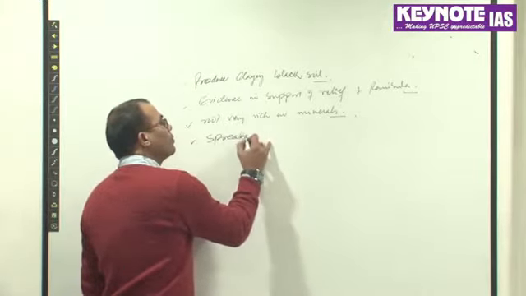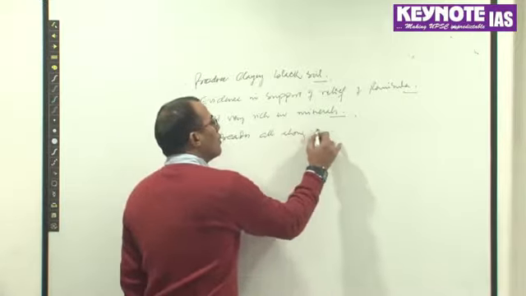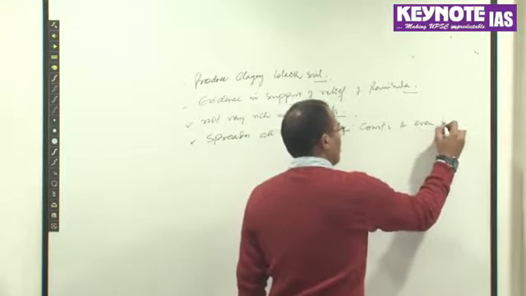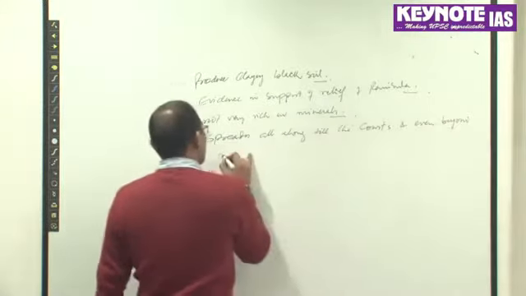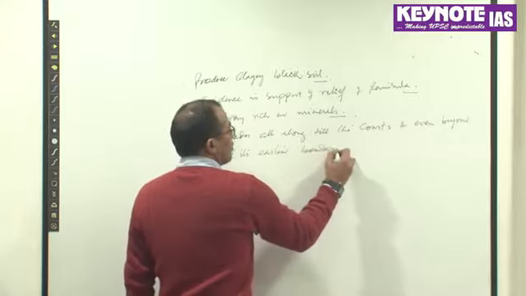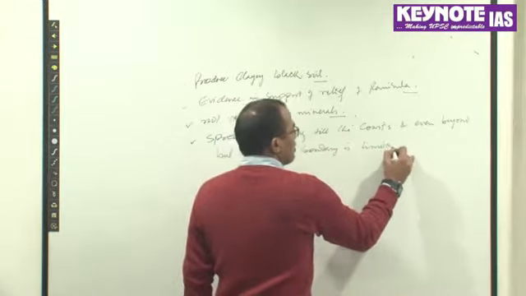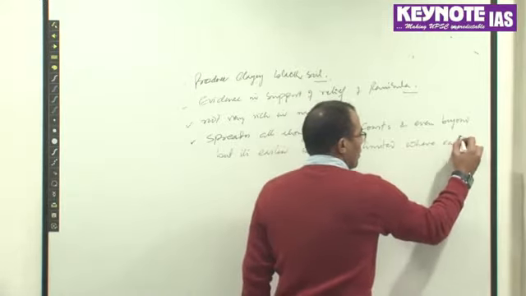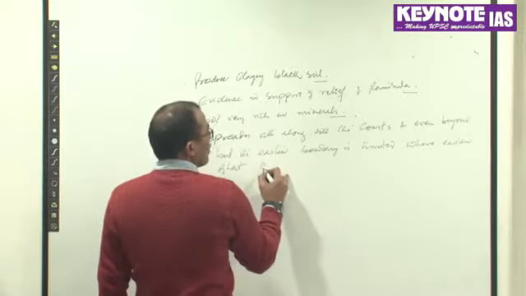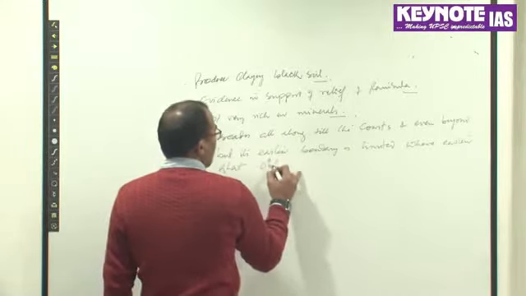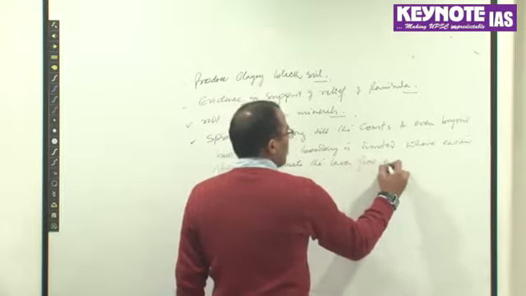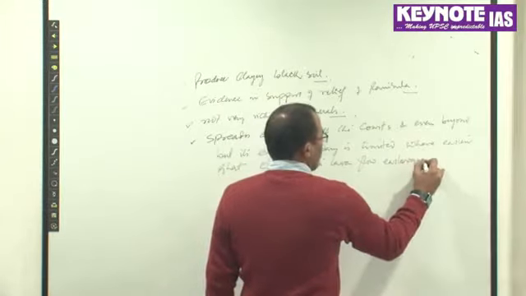It spreads all along till the coasts and even beyond. But its eastern boundary is limited, where Eastern Ghats obstruct the lava flow eastward.